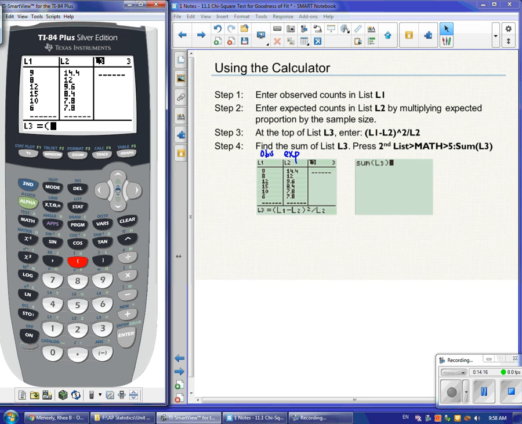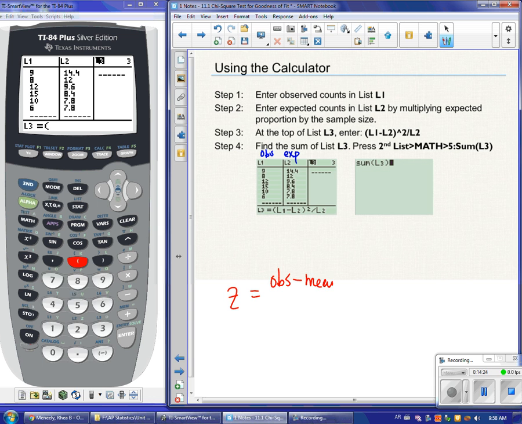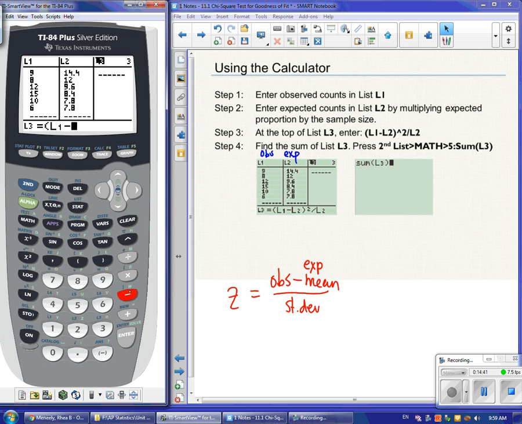Now, I want you to think about any time we're standardizing anything. When we standardize for Z, remember, don't we take our observation minus the mean and divide by the standard deviation? We're essentially doing that to compute chi-squared. It's always our observation minus the mean, which remember, we call our expected value. So I'm going to do list 1 minus list 2. And I need to square that, so I'm going to close my parentheses and square it. And then I also want to divide by list 2. And when I press enter, I should get a bunch of crazy numbers.